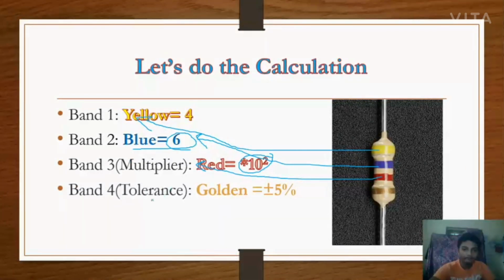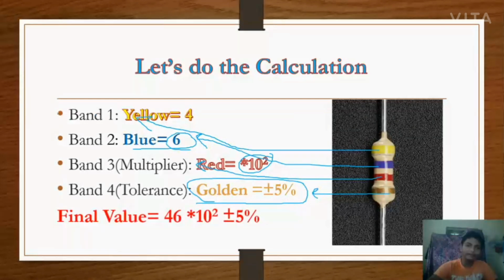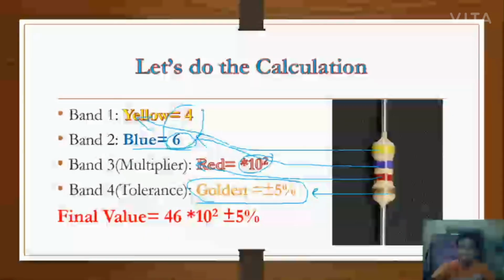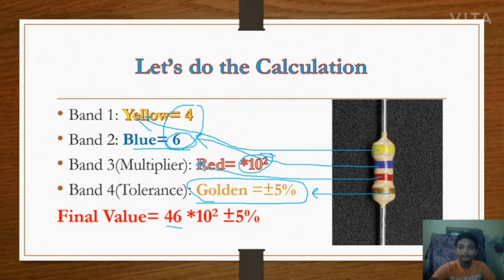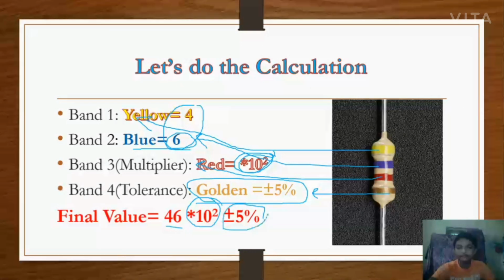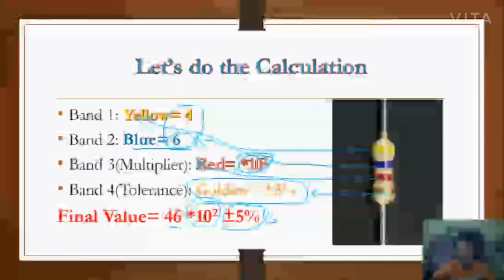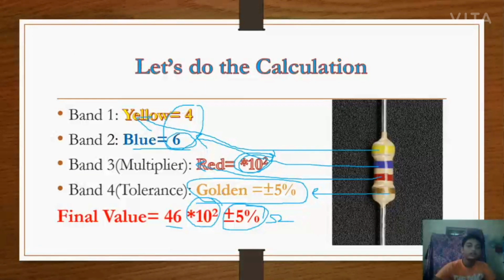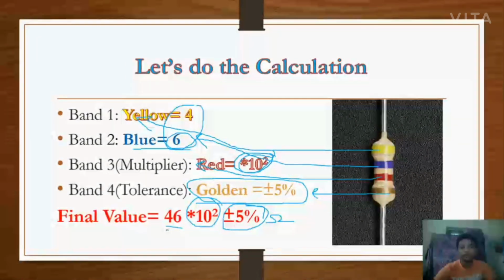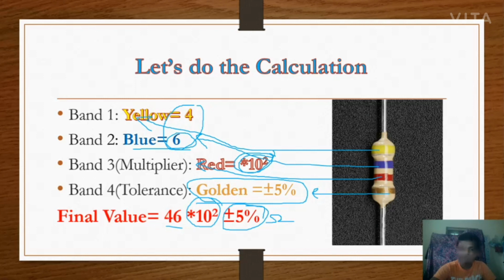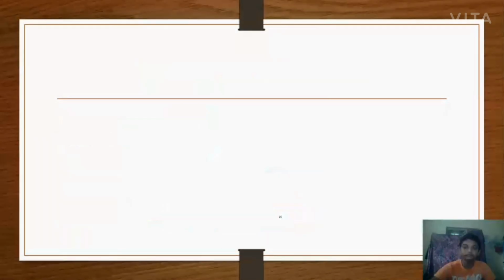And now the band 4 value, tolerance of golden, is plus minus 5%, as you can see in the last slide, or even in the table you can find it out. Now the final value will be band 1, band 2 will sit as it is, 46. It will multiply with the multiplier, that is 10 to the power 2, and plus minus 5% will sit as it is, unit will be ohm. You will calculate to find out the proper value. I have not done the calculation. Calculation is very easy. 46 into 100 plus minus 5% ohm, you can easily do it.